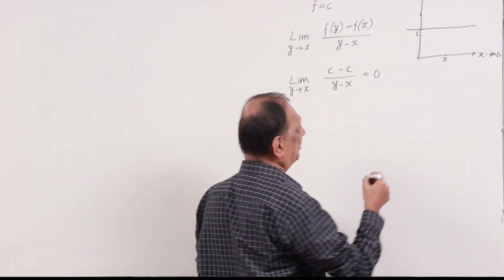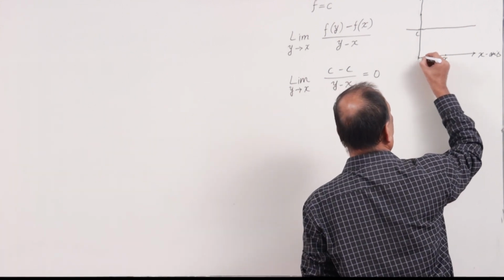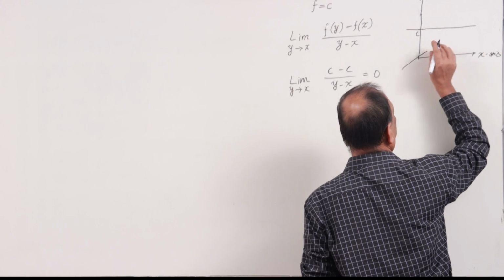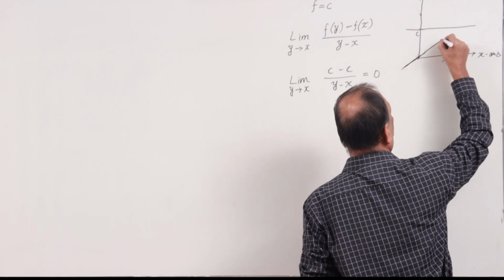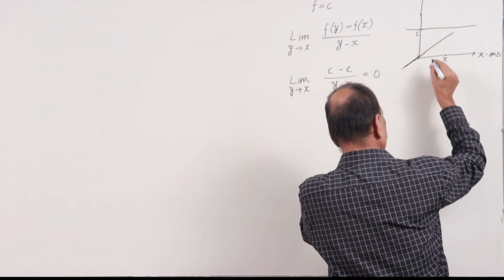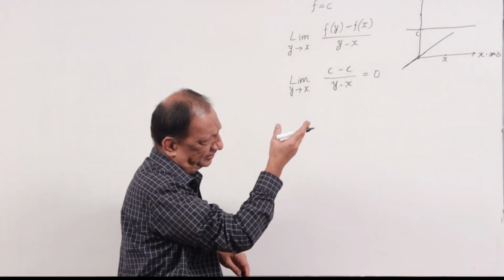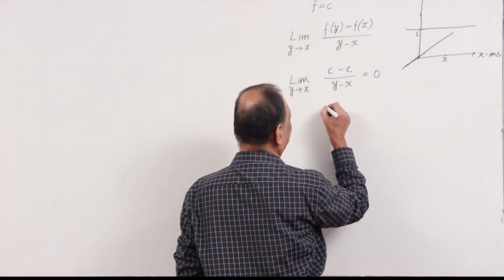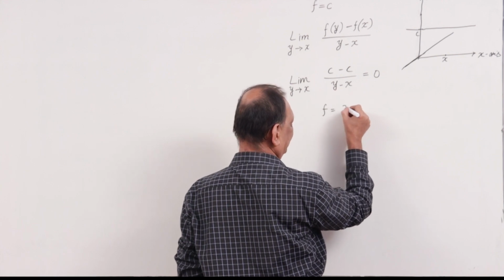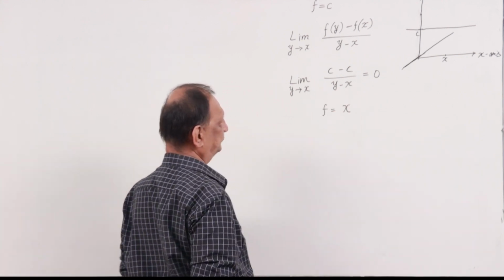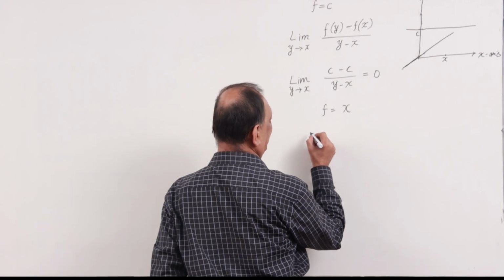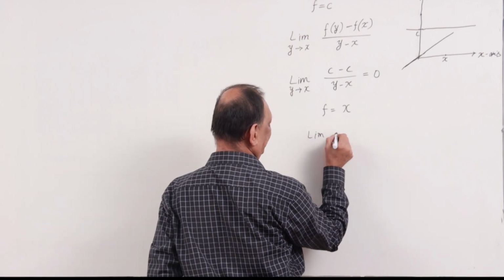Now we take another example. Simple example will be this 45-degree line. 45-degree line, tangent is 1 actually. Tan pi by 4 is 1. No? So we will derive that. And that function is f equal to x. Correct? So we want to find the limit. What is the limit? What is the derivative?